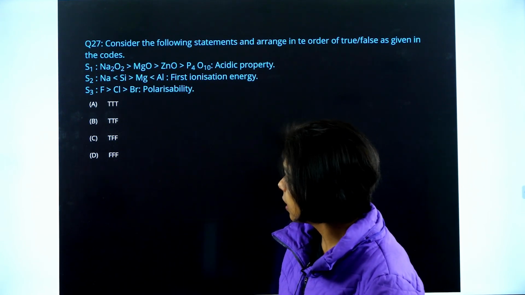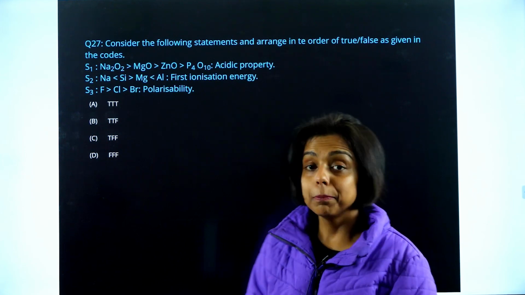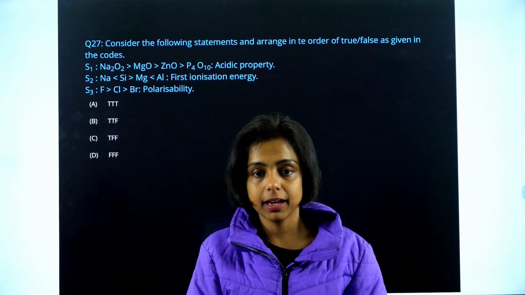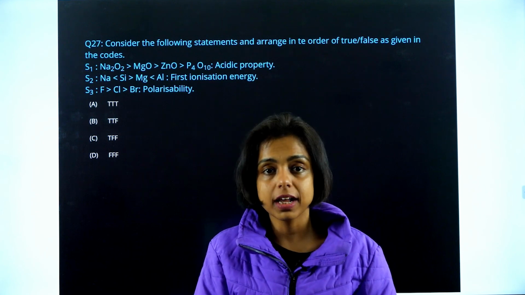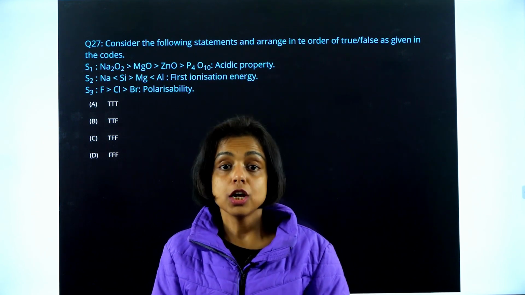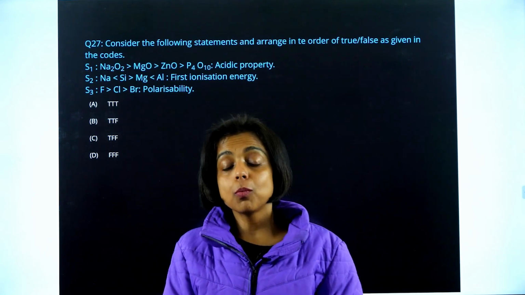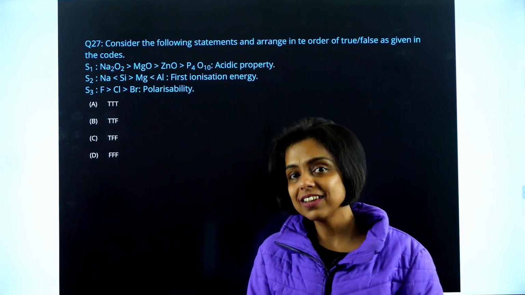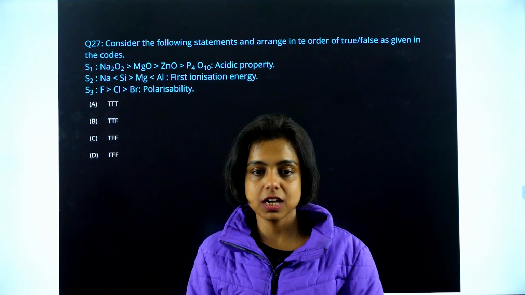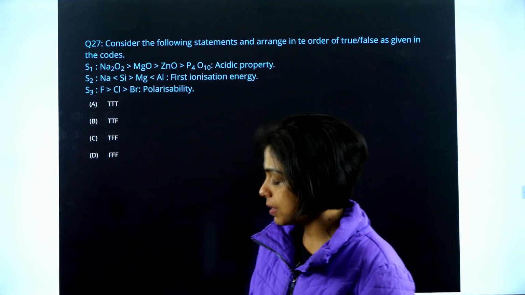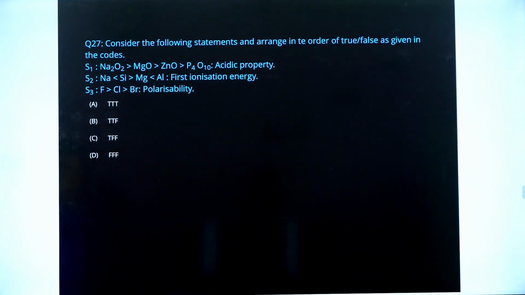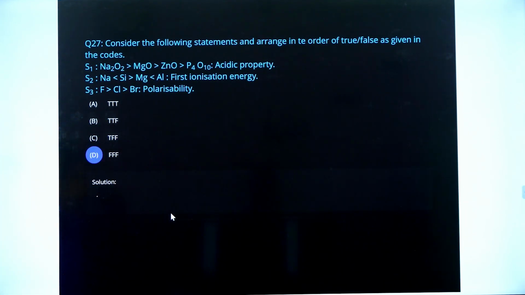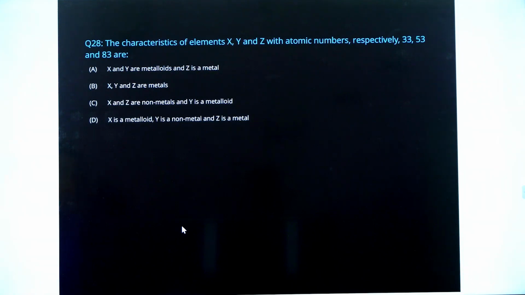Next is the polarizability of fluoride, chloride and bromide. They are all anions. Bigger is the size of the anion, more is the polarizability. So out of fluoride, chloride, bromide, the bromide ion is biggest in size, so it should have the highest polarizability as per Fajan's rule. So out of all the A, B, C, D options, as we are getting all statements false, the answer will be D. Again, a pretty basic question from chemical bonding, or you can say from periodic classification. Let's have the next question, guys.